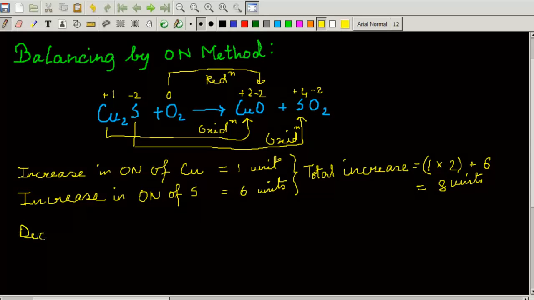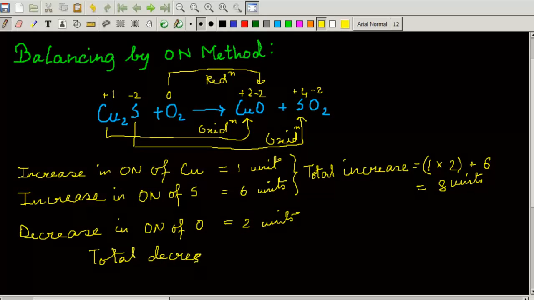Now we have to find the decrease in oxidation number of oxygen, because only for oxygen the oxidation number is reduced, so the decrease for oxygen is 0 to -2, that is 2 units. Then what is the total decrease? Total decrease is, for 2 oxygen present here, 2 into 2, that is 4 units.